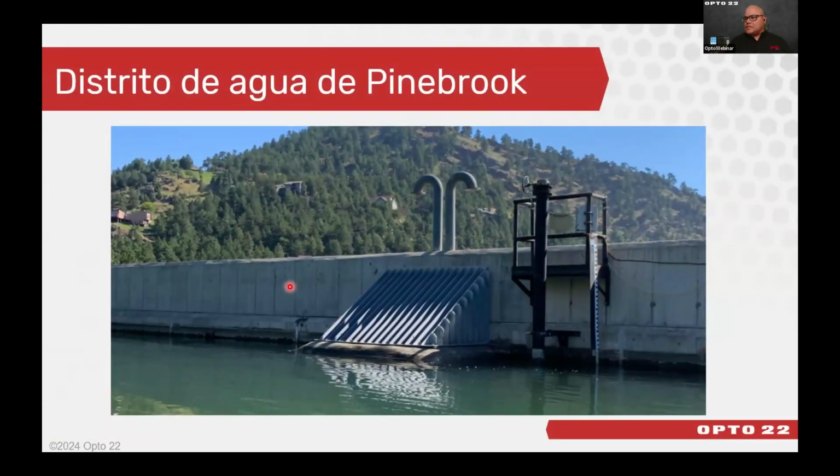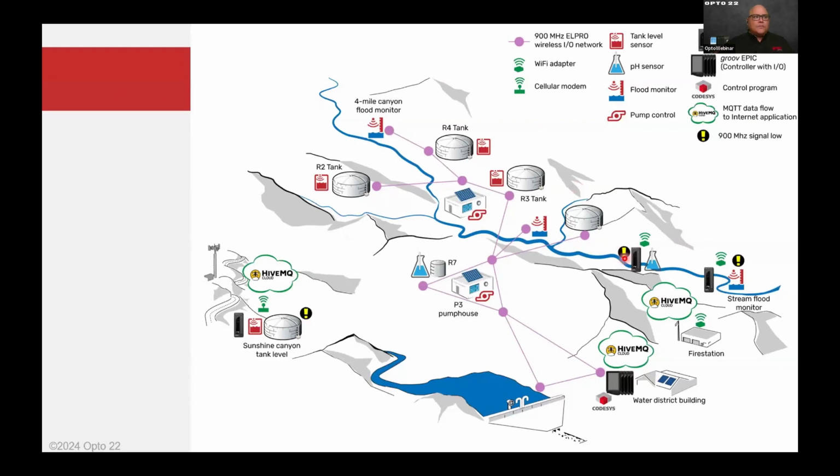Empezamos con una aplicación de agua, específicamente del Pine Brook Water District en Estados Unidos. ¿Por qué no miramos esta arquitectura? Aquí está el máster, la oficina central de este sistema de agua. Y este sistema de agua tiene dos tipos de redes. Tiene redes de punto a punto vía 900 megahertz, pero también, porque hay sitios al otro lado de los cerros sin comunicación punto a punto, necesita comunicarse vía celular usando MQTT.